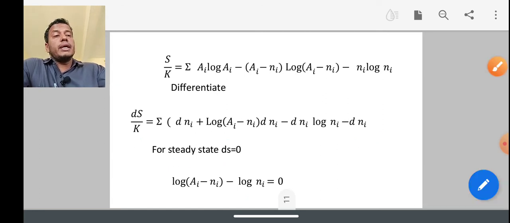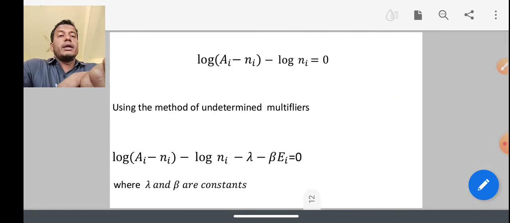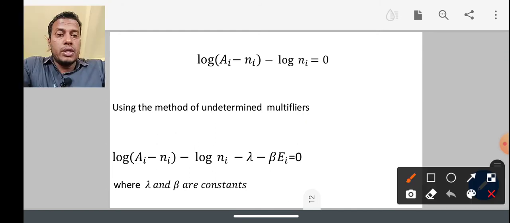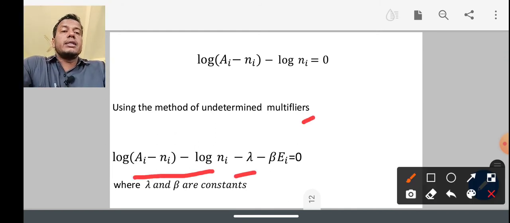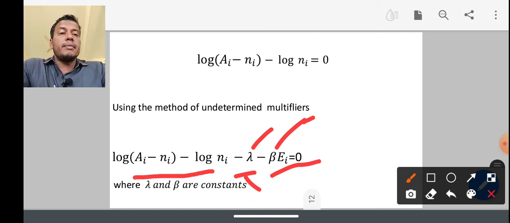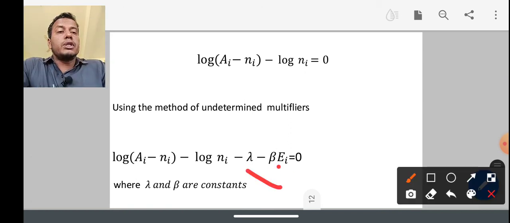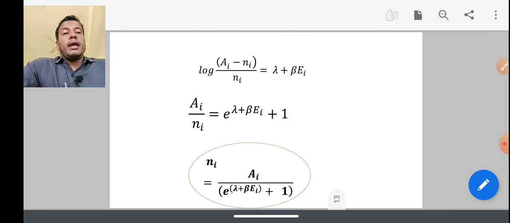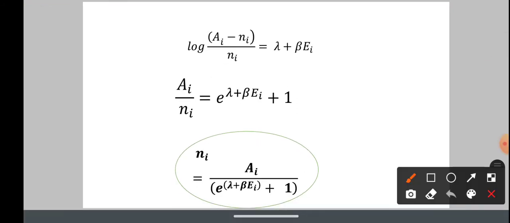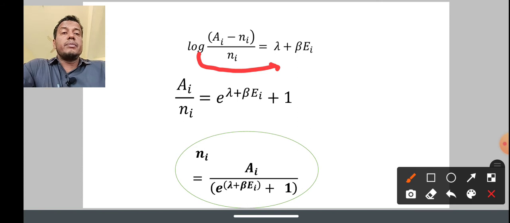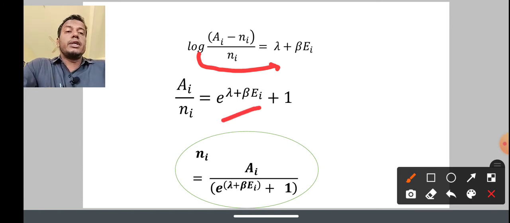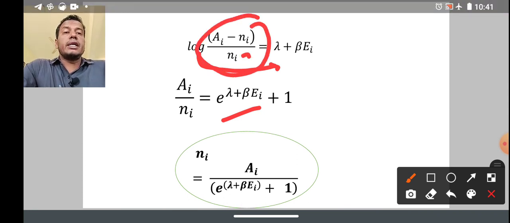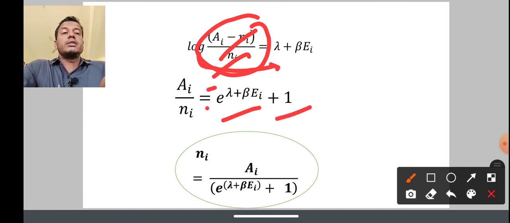This equation we apply Lagrange's multipliers, as we see in the next slide, and determine the multipliers. So we get log (a_i minus n_i) minus lambda minus beta e_i, where lambda and beta are constants. Taking these two terms across the equal sign, we get log (a_i minus n_i) by n_i equals lambda plus beta e_i. Taking the log outside, it changes to the exponent e to the power of lambda plus beta e_i, and the minus 1 comes out as plus 1 with a_i.